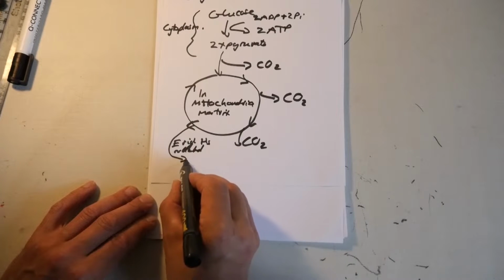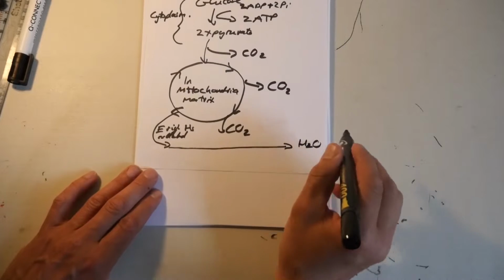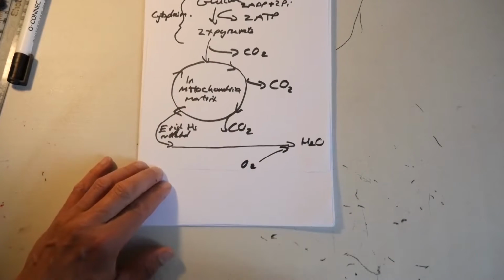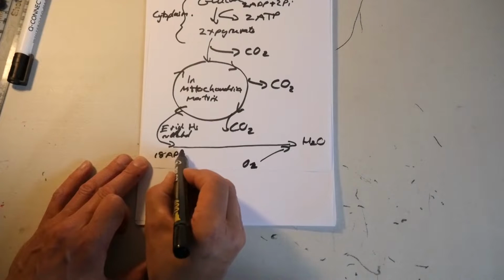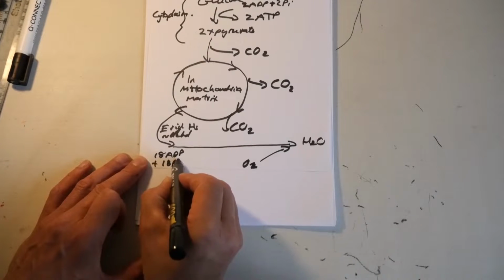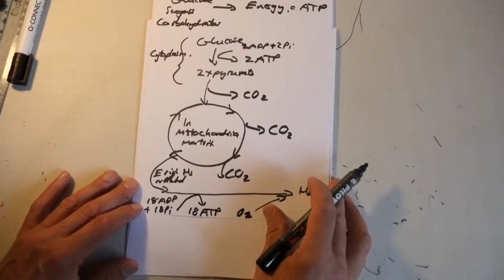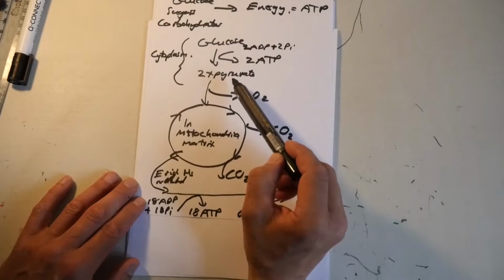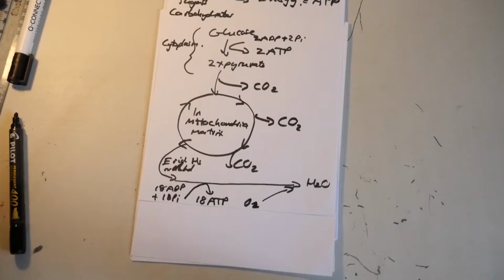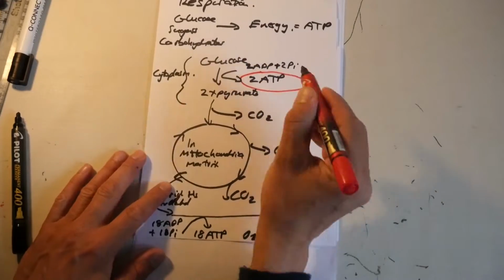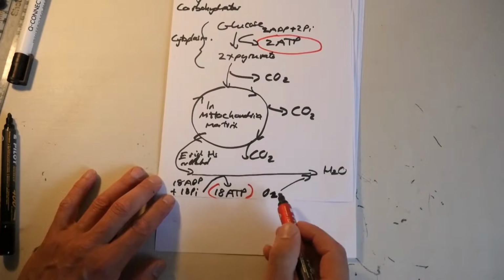So that then gets passed along a system of enzymes, which at the end of it makes water. It uses oxygen that's taken in, and you get 18 ADP plus 18 Pi, inorganic phosphates, and that makes 18 ATP. So in the basic glucose to pyruvate reaction, pyruvic acid, you get 2 ATP made, and then once the cycle's happened you get 18 ATP made, and you get water produced, you breathe in oxygen.